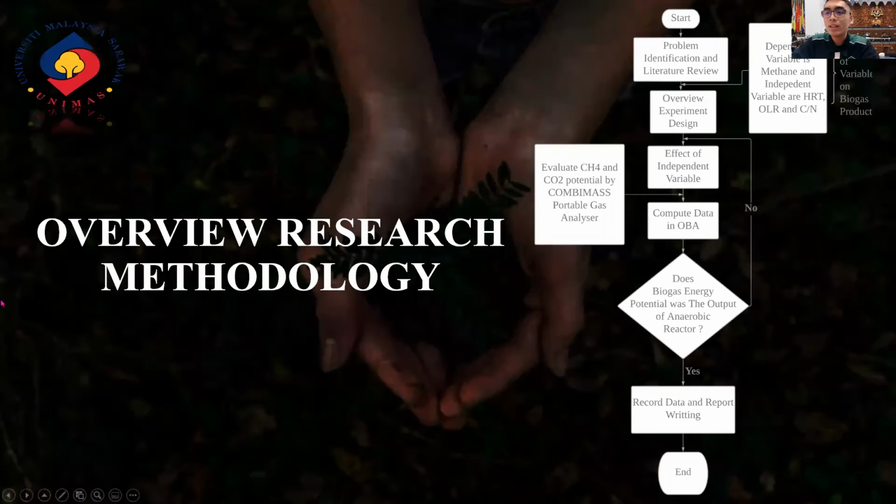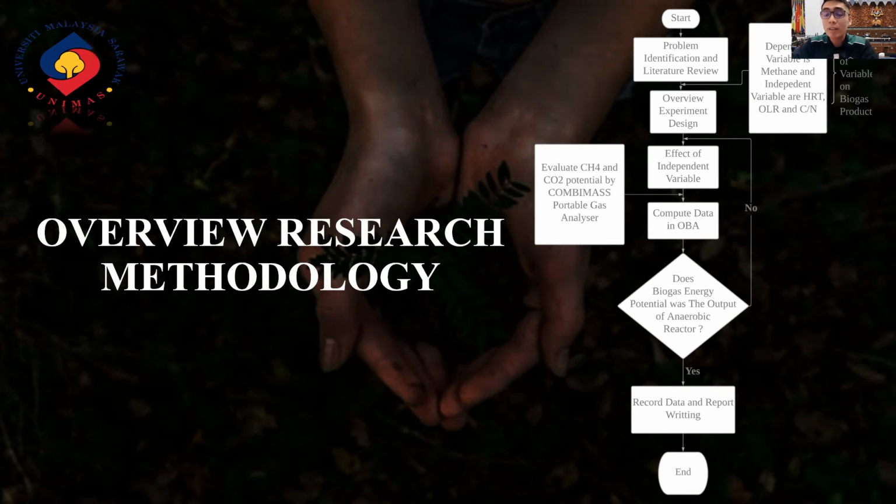For the methodology, here is the overview of the research methodology for the whole project. We started with problem identification and literature review, and we'll continue with the overview of experiment design. From the problem identification, we can identify the dependent variables, methane production and carbon dioxide production, and independent variables such as hydraulic retention time, organic loading rate, and carbon to nitrogen ratio. From the variables, we can evaluate the effect, and the data will be computed in OBA, which is online biogas apps.